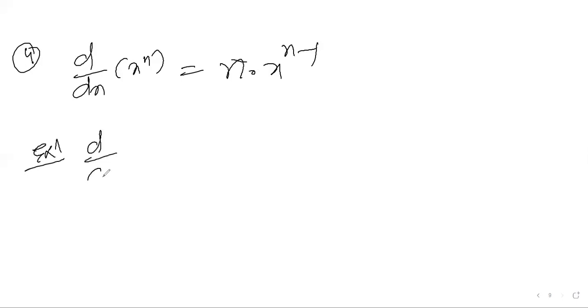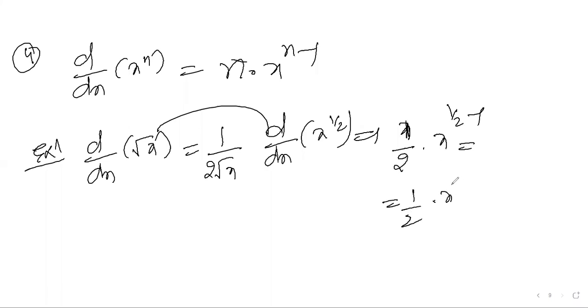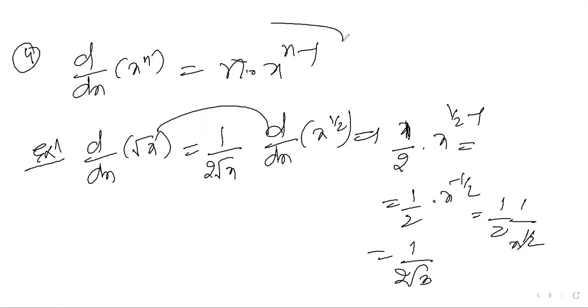Try d by dx of root x. The actual answer is 1 by 2 root x. I'll do this question in the x power n model. Root x you can write as x power 1 by 2. So it is 1 by 2 into x power 1 by 2 minus 1, which is 1 by 2 x power minus 1 by 2, that is 1 by 2 root x. So this is the place you can apply it to root x. Clear? This is the fourth formula.